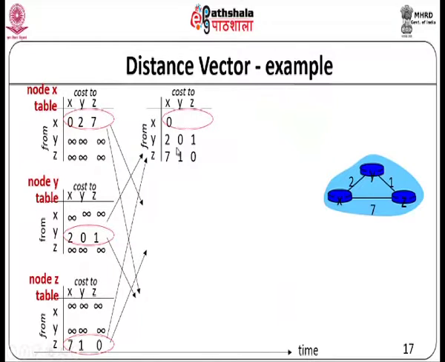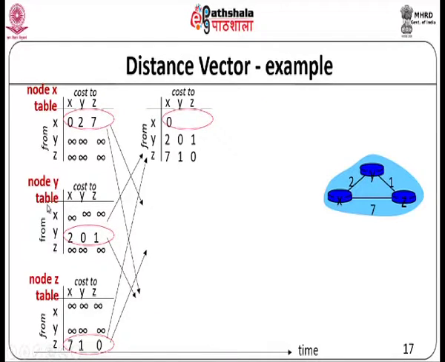So, we take a look at an example. Let us say we have a simple network here consisting of 3 nodes x, y and z. The distance here is 2, here is 1 and it is 7 here. Initially, the node x will have information only about y and z. X to x is 0, y has a distance of 2 because it is an immediate neighbor, z distance is 7, immediate neighbor. It has not got anything from y and z, so it sets all that information to infinity.